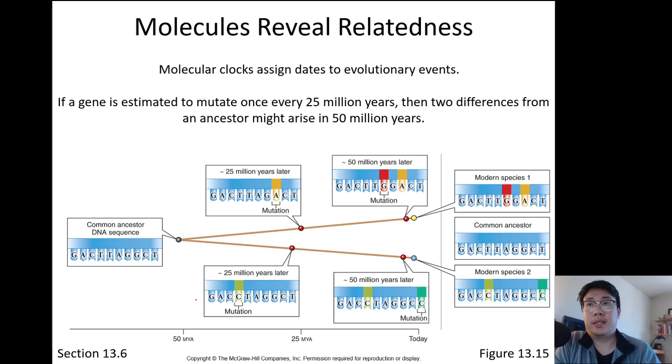Again, there's a molecular clock assigned to dates to evolutionary track. If a gene is estimated to mutate once every 25 million years, then two differences from an ancestor might arise in 50 million years. Very similar to the concept of half-life, except now we're dealing with genetic mutation.